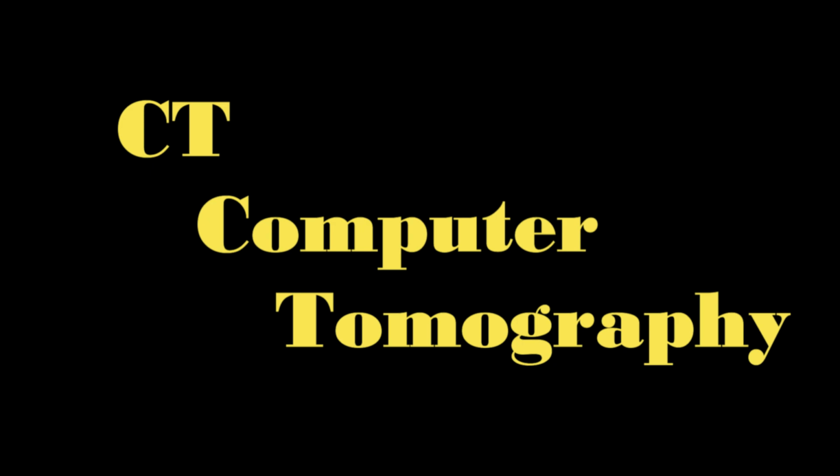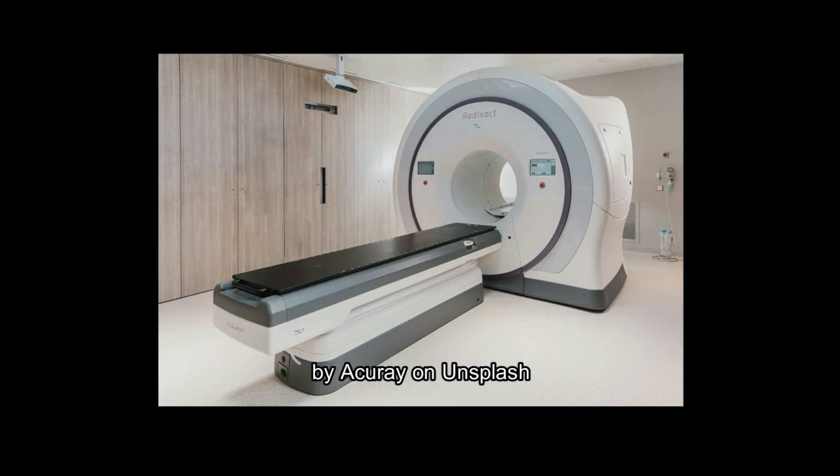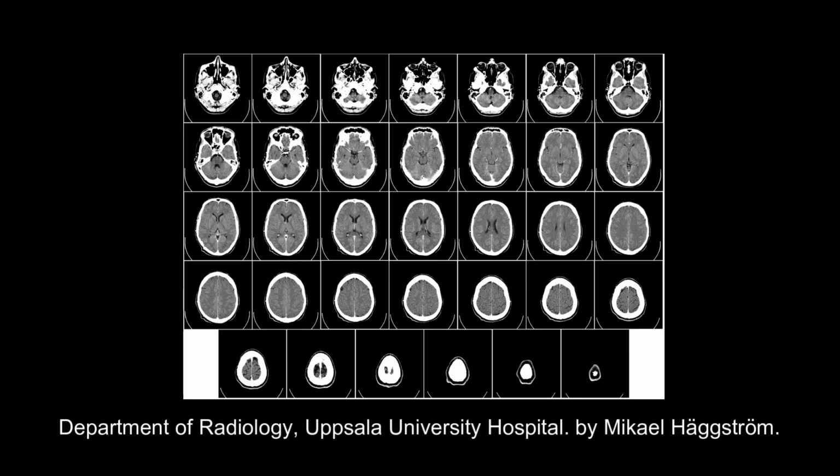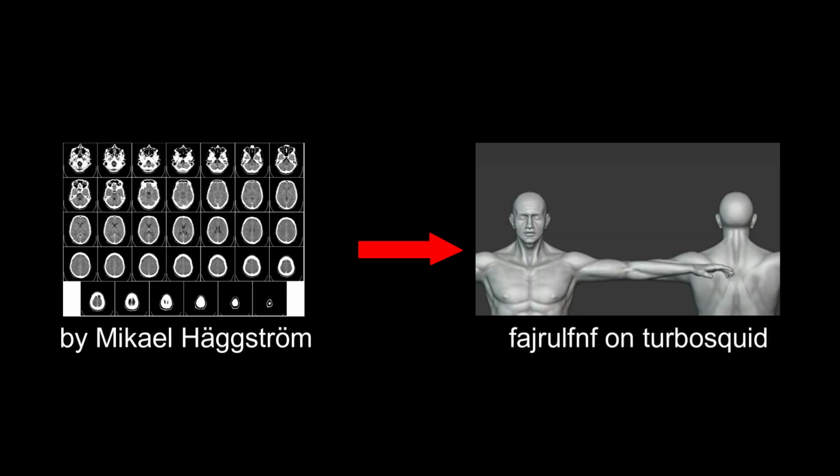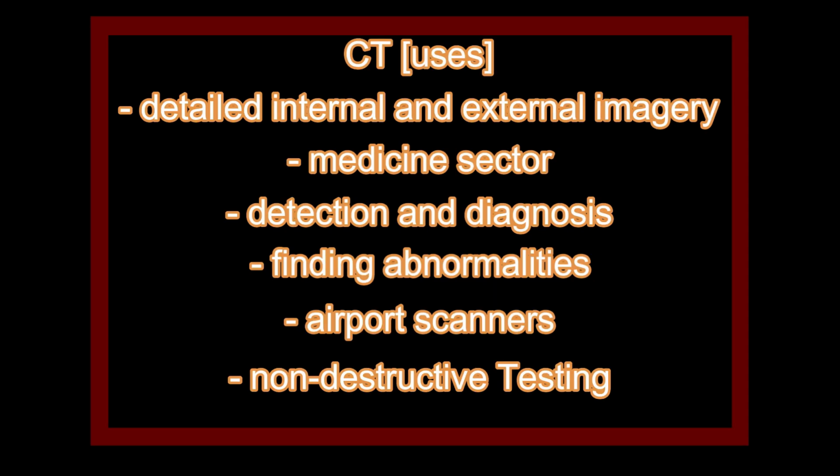CT, or computed tomography, uses X-rays to take cross-sectional images or slices, which are also called tomographic images, of an object. Once enough slices have been collected, they can be turned into a 3D model. It shares the goal of creating detailed internal and external 3D models with other methods.